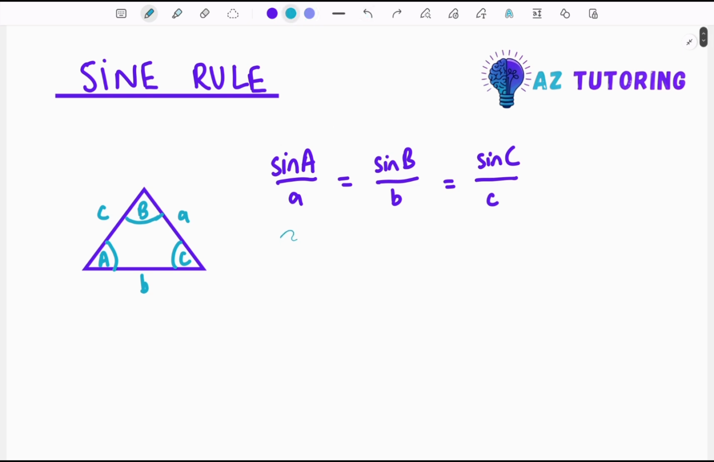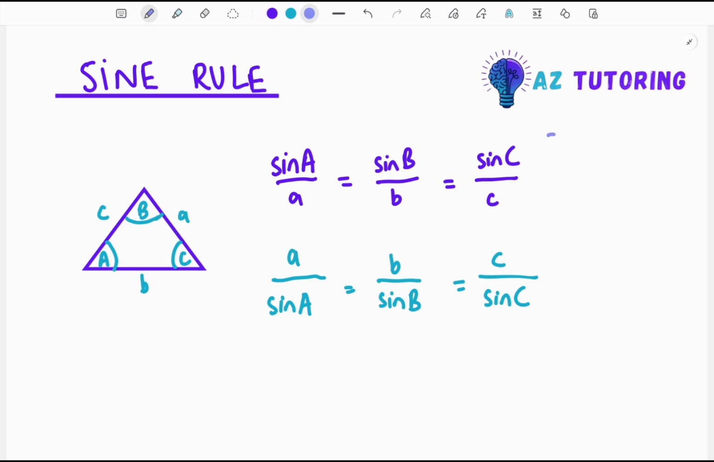So what's the second way to write it? The second way to write it is writing the length on top. So length A over sine of angle A equals length B over sine of angle B, length C over sine of angle C. So these are both the sine rule, just represented in different ways.